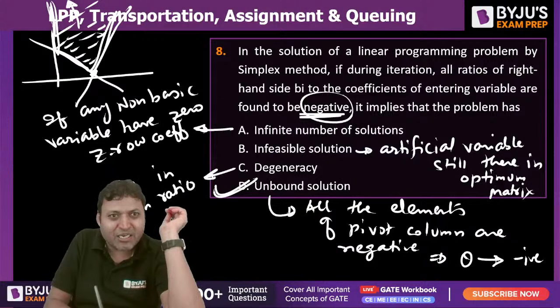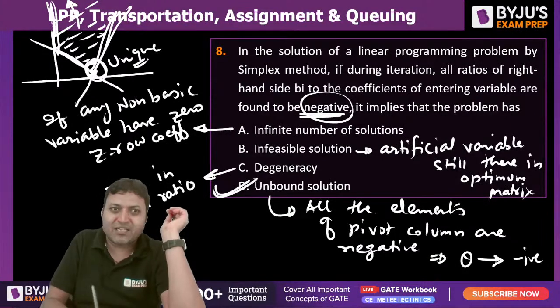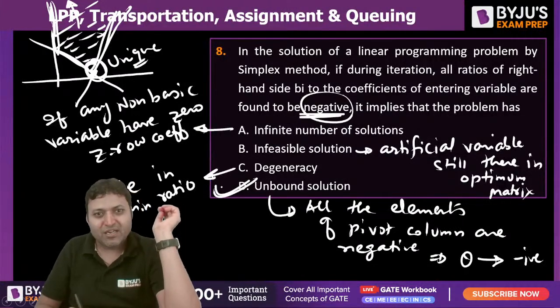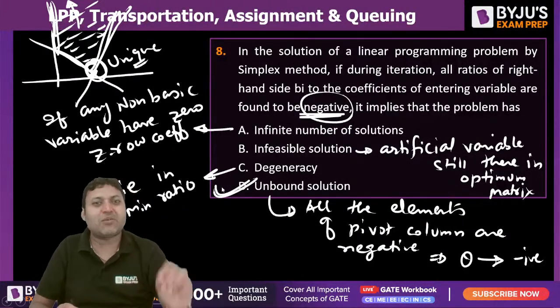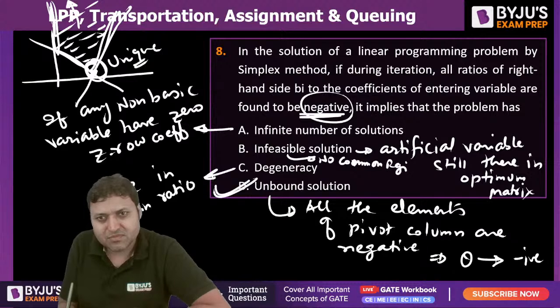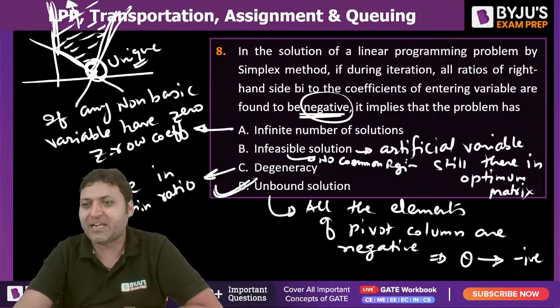For a minimization problem, it will be a unique solution. This point will give you the minimum value of Z. For a minimization problem it will be a unique solution, but for a maximization problem it will be unbounded. Infeasible solution means no common region. All right.